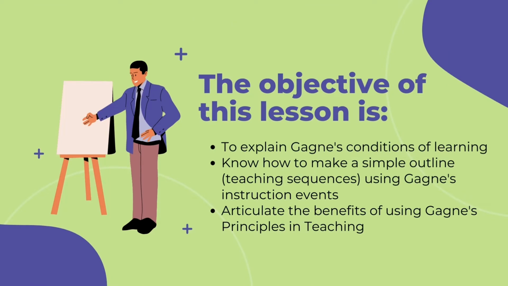The objective of this lesson is, first, to explain Gagne's conditions of learning. Second, know how to make a simple outline of the teaching sequences using Gagne's instructional events. And lastly, to articulate the benefits of using Gagne's principles in teaching.